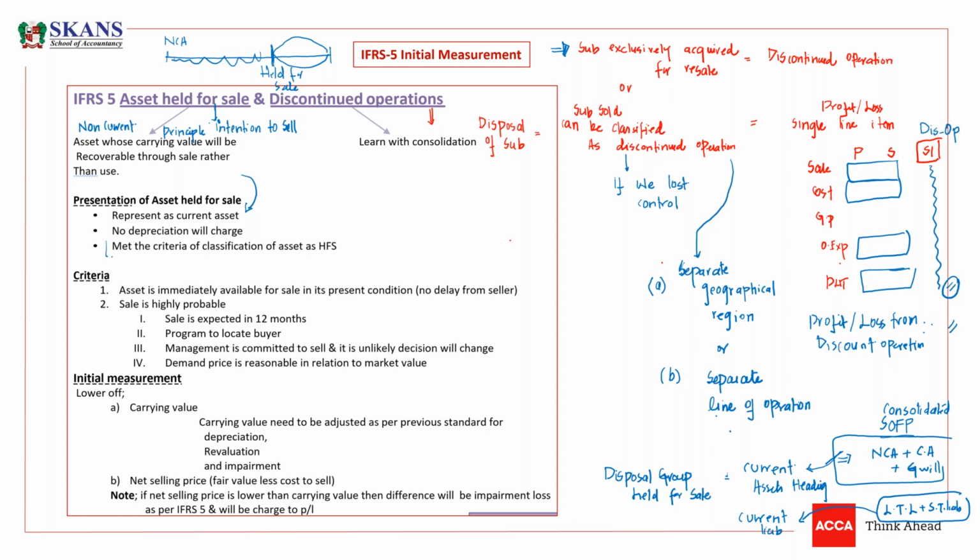Now, if you want to classify an asset as held for sale, there is a criteria. It must meet the criteria. If the criteria has been met, then you can classify the asset as held for sale, otherwise no. The criteria is that the asset should be immediately available for sale in its present condition. It means there should be no delay from the seller. If you are going to sell a car and you are saying that after repairs we will sell it, it means this is not immediately available for sale. If you are going to sell a building and you are saying that we will paint and renovate the building and then sell it, it means this building is not immediately available for sale.